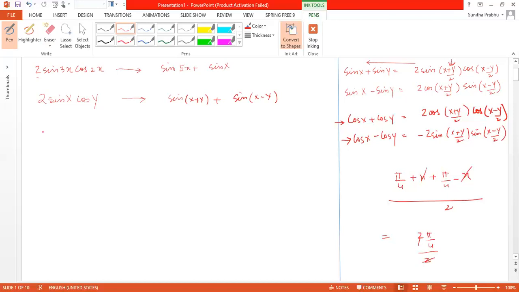Now, Adit, what will be 2 cos 4x sine 2x? How shall we write this? It's in the form 2 cos A sine B. So it will be sine 6x, sine sum minus sine difference. When you have a product and you want to convert it into sum, you don't divide it by 2. You simply take the angles, add them up, take the difference of the angles and subtract them.